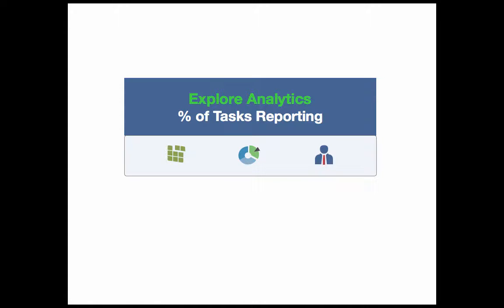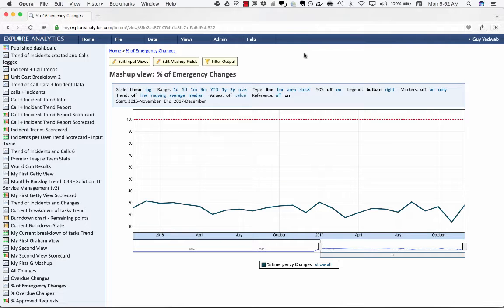What you need to be able to do is report on how many there were that met a certain condition, and then see what percent of that is of the total number of records. So for example, this is a report that shows what percent of all of our changes were emergency changes. And you can see that about 30% of our changes are emergency changes, give or take.